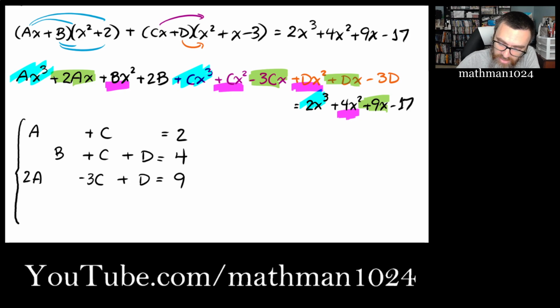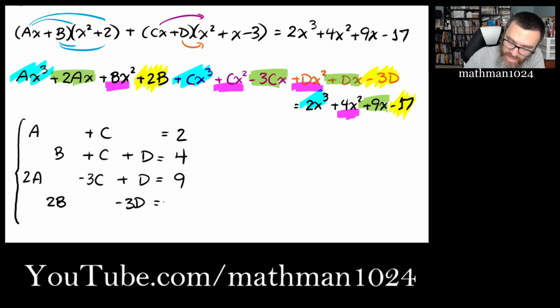And then finally, we have plus 2b minus 3d. So those are the constant pieces that we have. So 2b minus 3d equals negative 17. So a system of 4 equations, 4 unknowns, and then we just need to go about solving this.